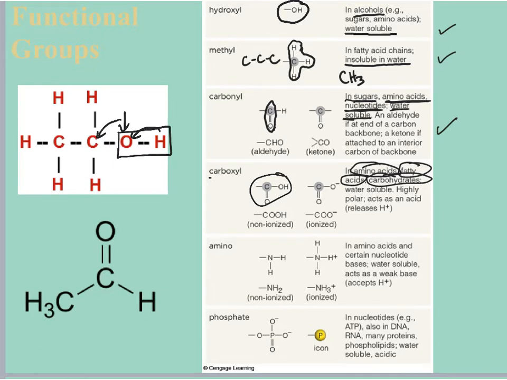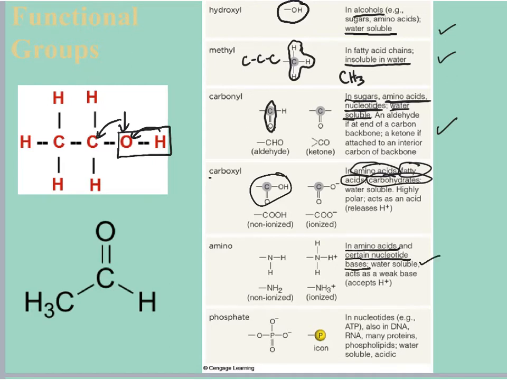And then there's an amino group. So amino groups are found in amino acids. Keep that in mind because we will learn about amino acids as we move along. They're also found in certain nucleotide bases, and we're going to learn about those later in the lecture.